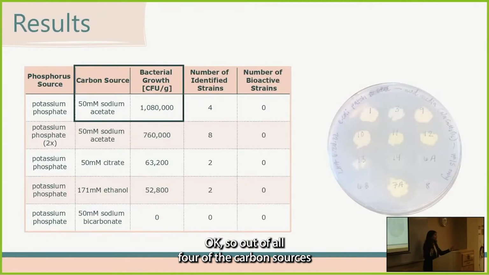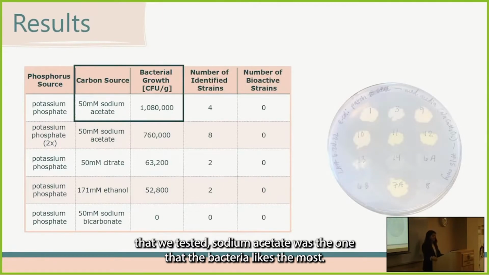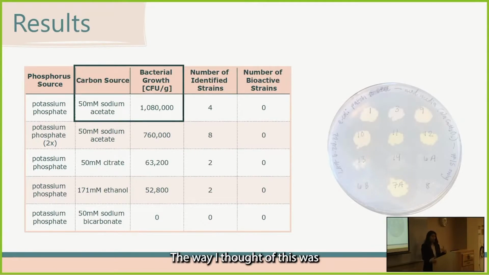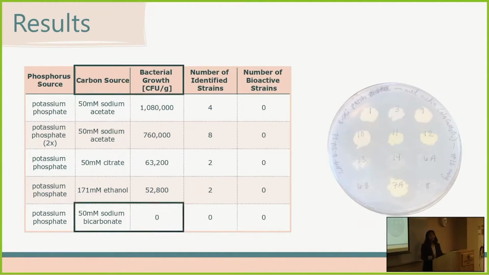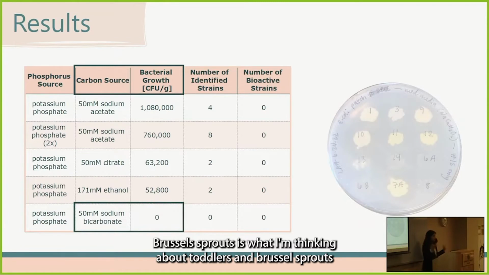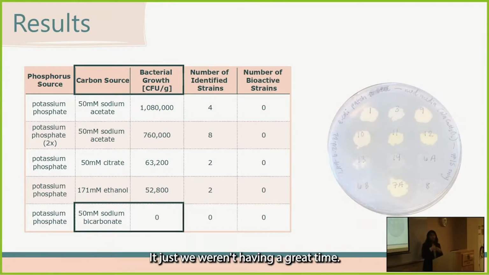Okay, so out of all 4 of the carbon sources that we tested, sodium acetate was the one that the bacteria liked the most. The way I thought of this was fussy toddlers with chicken nuggets. Everyone's happy, it's a great night, it goes really smoothly. The one that had little growth, or actually 0 growth in this case, was the sodium bicarbonate. Brussels sprouts is what I'm thinking for this one. Toddlers and Brussels sprouts, we weren't having a great time. Nothing really happened there. There was no progress.